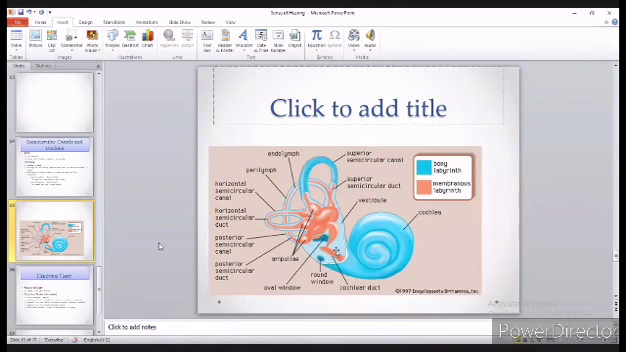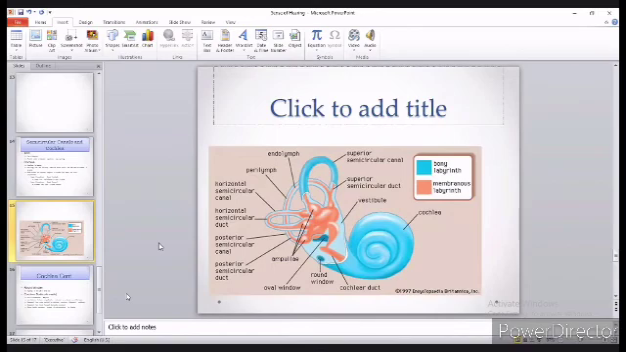Then between the lower part, the scala tympani, and the cochlear duct, we also have a membrane. We call it the basilar membrane. So we have the Reissner's membrane separating the scala vestibuli from the cochlear duct, and we have a basilar membrane separating the cochlear duct from the scala tympani.